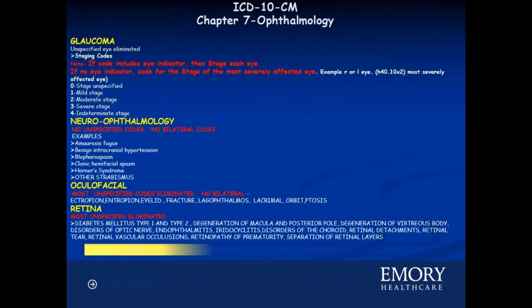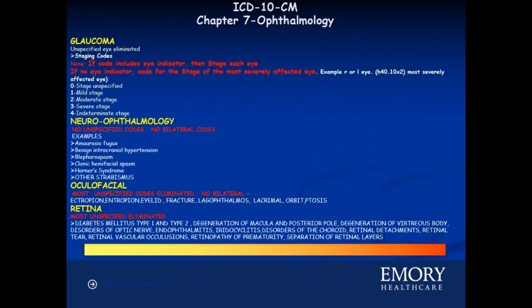Then we move into glaucoma. Most of the unspecified codes were eliminated there. Now they have staging codes, and what the note is saying is that if the code includes an eye indicator, then stage each eye. If no eye indicator, code for the stage of the most severely affected eye.